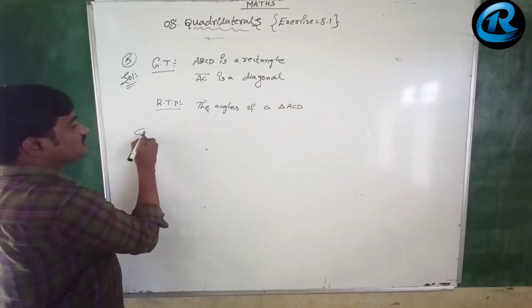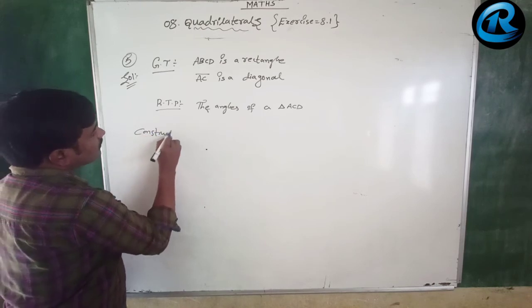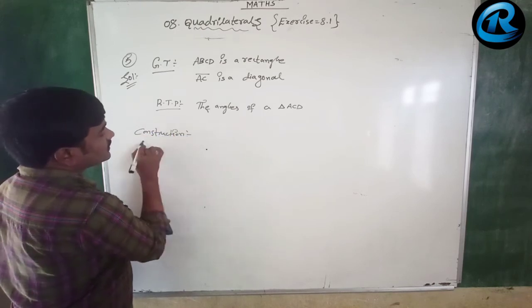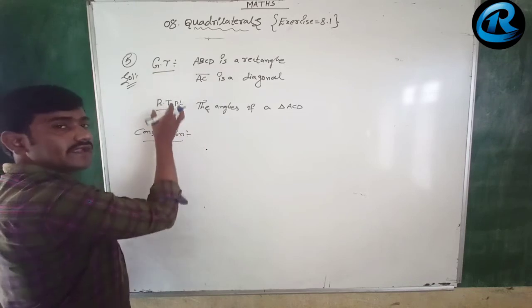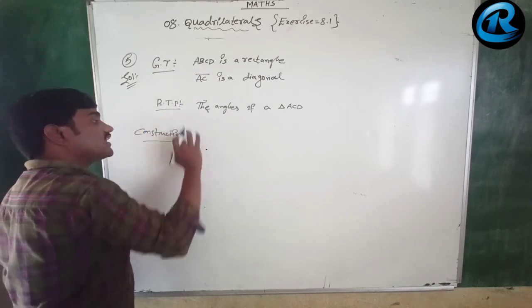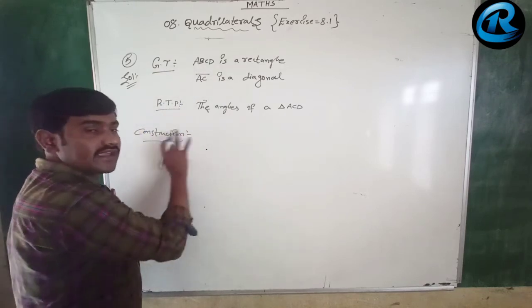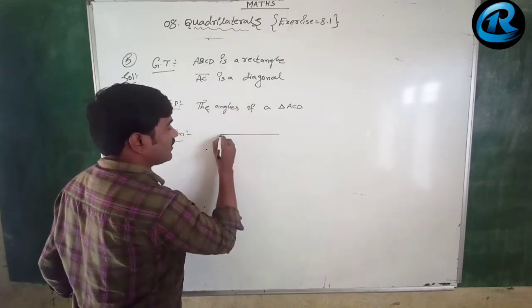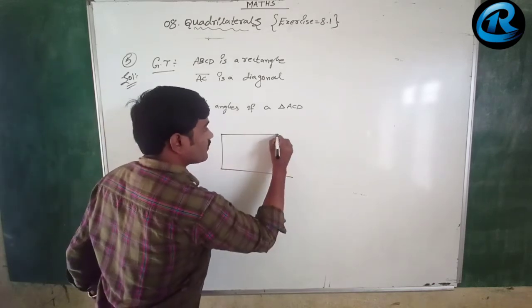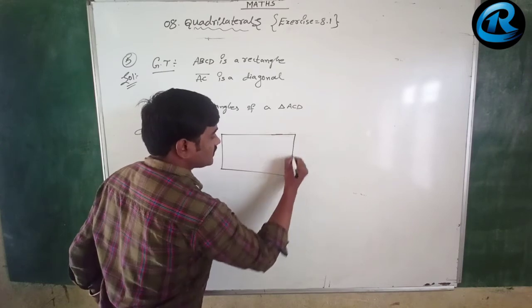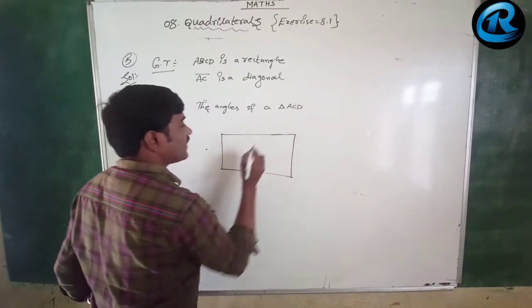Okay, let's go for the construction ones. What construction is required? Normally we do it given that, RTP, proof. But whenever the construction is required, put the heading like construction. Construction కూడా heading పెట్టాలి. ఎందుకు ఇక్కడ కన్స్ట్రక్షన్ కూడా అవసరం పడుతుంది కనుక మనం కన్స్ట్రక్షన్ అని రాయాలి. సో మనకు ఆల్రెడీ డయాగ్రామ్ ఇస్తే అవసరం లేదు.